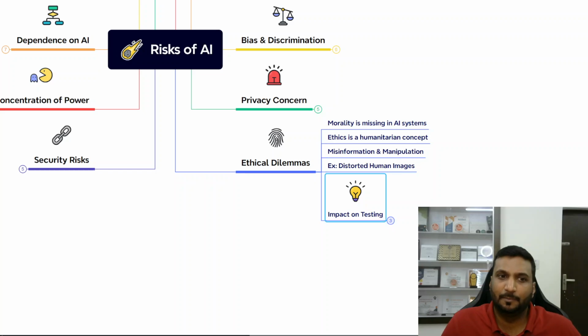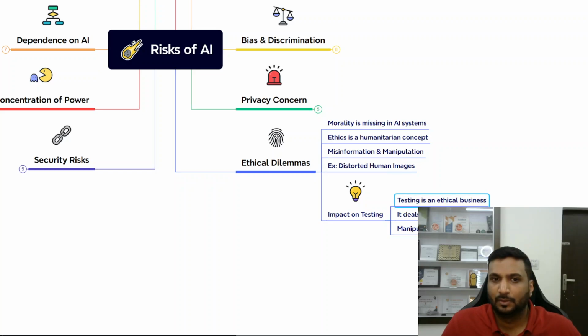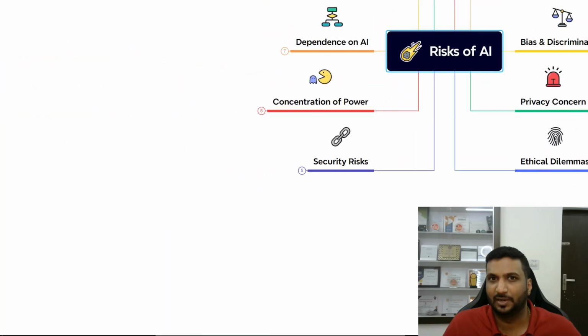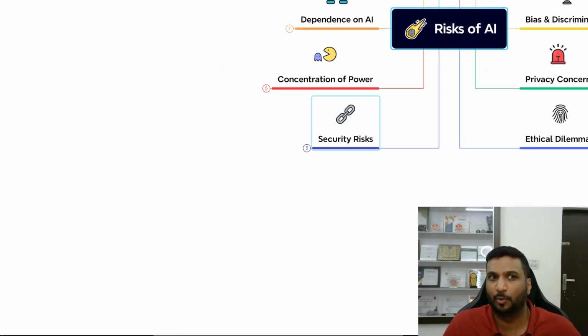And then the impact on testing: testing in principle is an ethical business, like I said, and it deals with truthful evaluation of the product. So we are in a truth-seeking business, finding the truth and presenting the truth in the most honest format. So manipulation of truth in any form is a serious problem, and that's the issue that can come with AI, and people have to be really watchful about that.